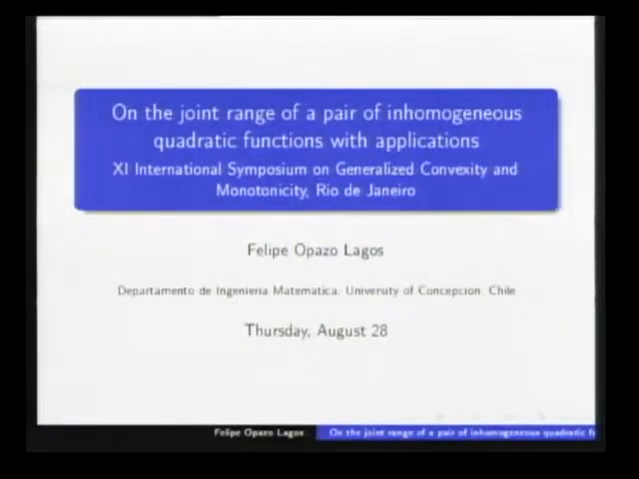Well, my talk, like he said, is the joint range of a pair of inhomogeneous quadratic functions with applications. This is a joint work with Professor Fabián Flores Bazán from the University of Concepción.